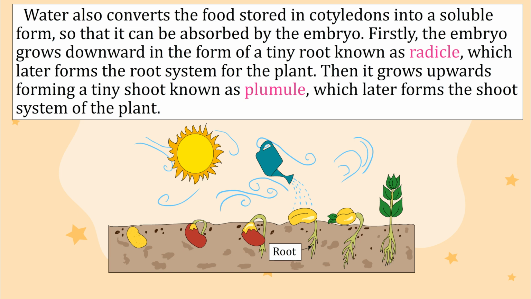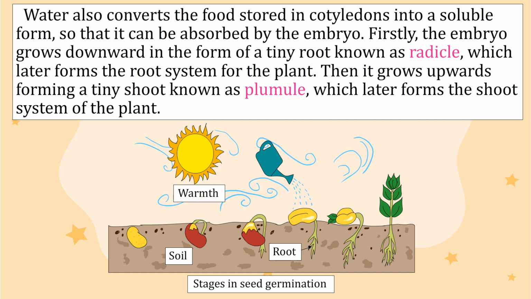Firstly, the embryo grows downward in the form of a tiny root known as radicle, which later forms the root system for the plant. Then it grows upwards, forming a tiny shoot known as plumule, which later forms the shoot system of the plant. Stages in seed germination. Soil, warmth, air, water, shoot.